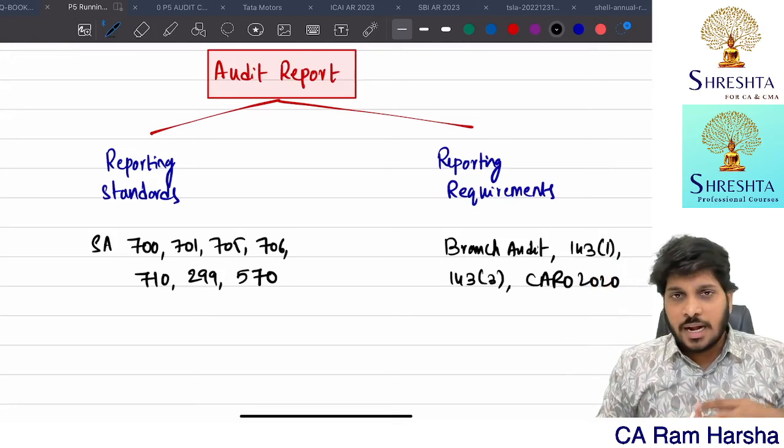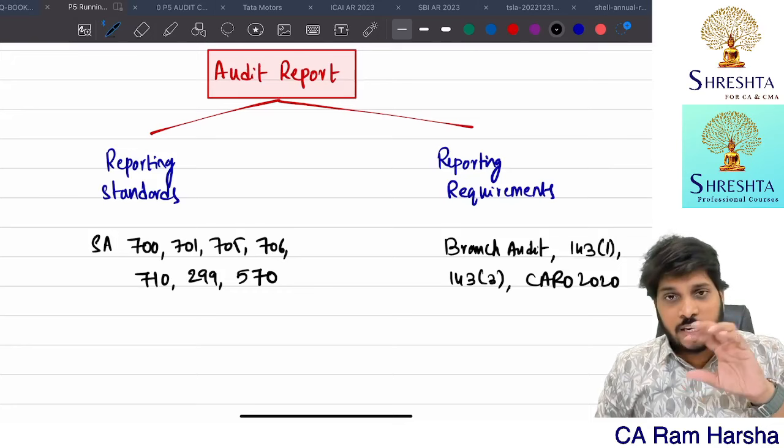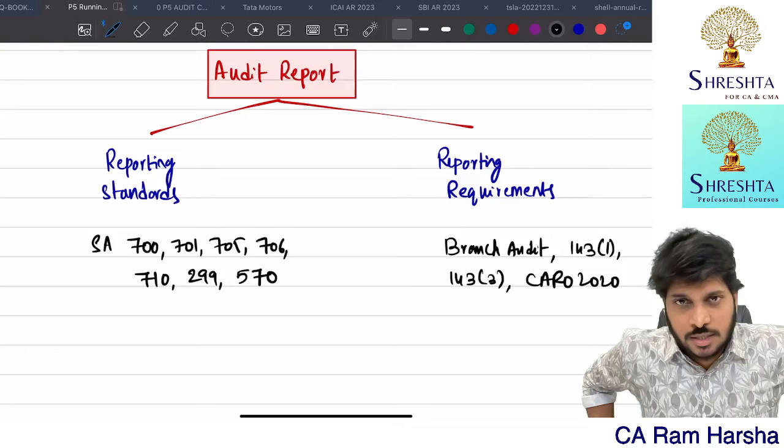And in chapter 2, there is a third part, quality control related standards, which we kept pending. Now we are entering directly into the third chapter, that is audit report.